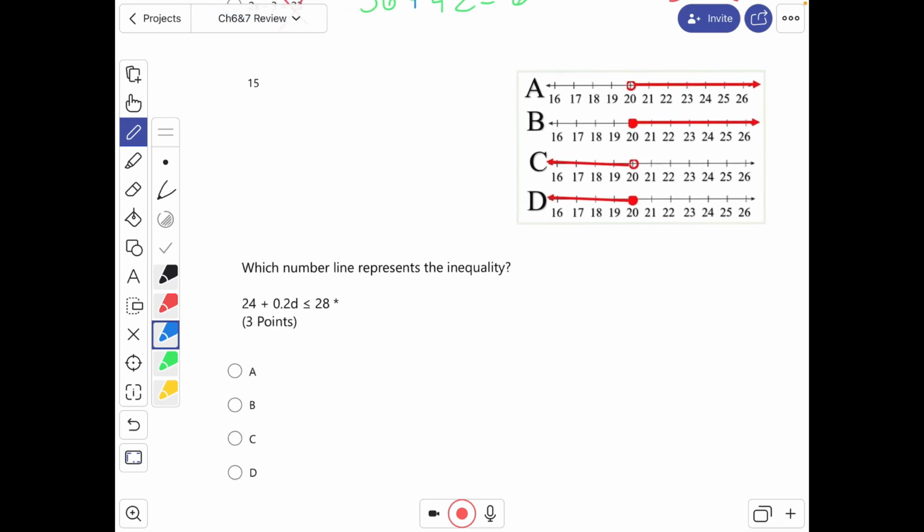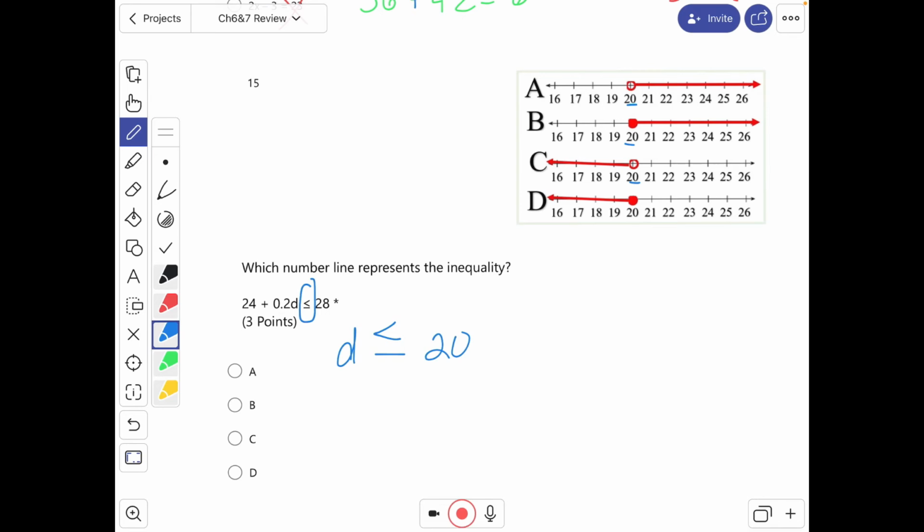Number 15. Which number line represents the inequality? Well, I noticed first of all that all these number lines have a circle or a dot at the 20. So I bet D is going to be 20. Now that sign in between is less than or equal to. Now I don't see any negatives over here.